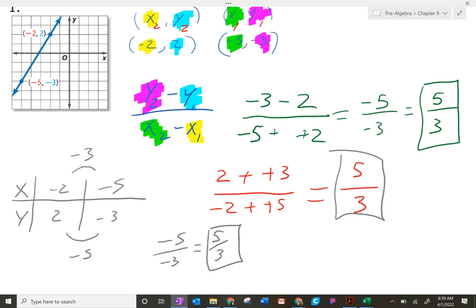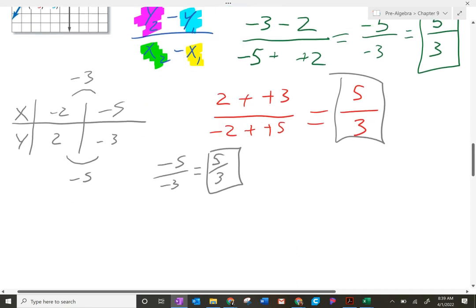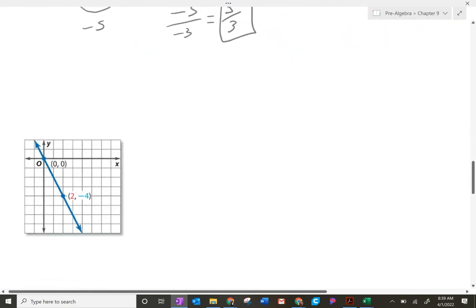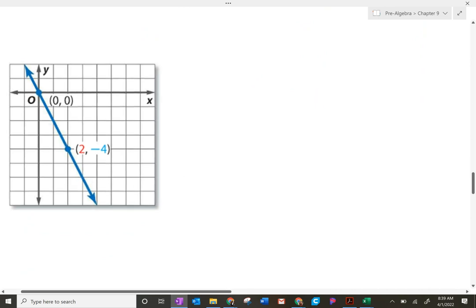Okay? Did that make sense on using this slope formula? Okay, we'll do another one where you guys get to talk me through it. Okay, just for the sake of it, I'm going to write these down over here. I'm going to say this one is my x1 and my y1. And then this one over here is going to be my x2 and my y2.